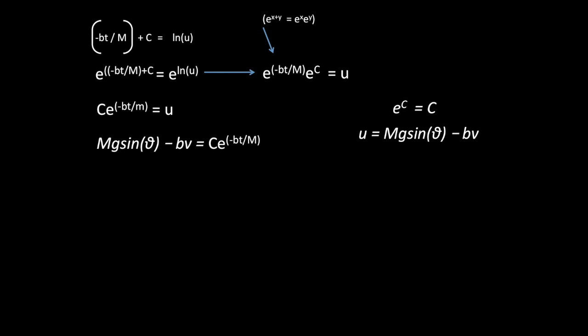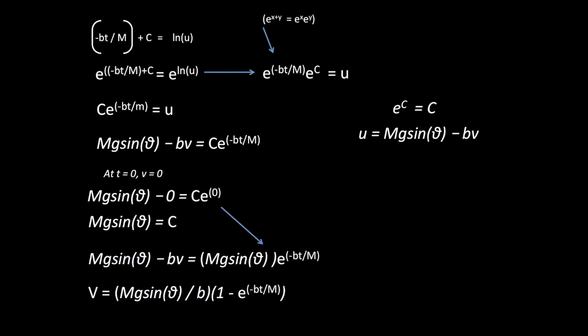To find what c is, use the initial condition t is equal to 0. When t is equal to 0, v is equal to 0. Plug these values into the equation and solve for c, which we find to be mg sine theta. Plug in this value of c back into the original equation and solve for v to find the final answer.